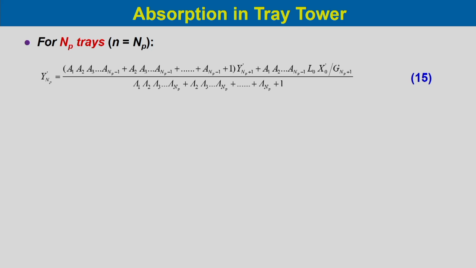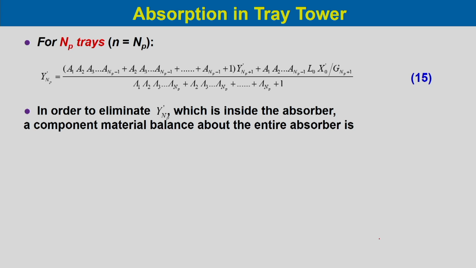So, similarly for n = n_p, trace n is equal to n_p for all the trays in a tray column of n_p number of trays. If we substitute, you will obtain y_{n_p}'. Which is based on the inlet gas composition and the liquid composition with the absorption factor, we can relate them. So, in order to eliminate y_{n_p} over here, which is inside the absorber, a component material balance about the entire absorber is required.